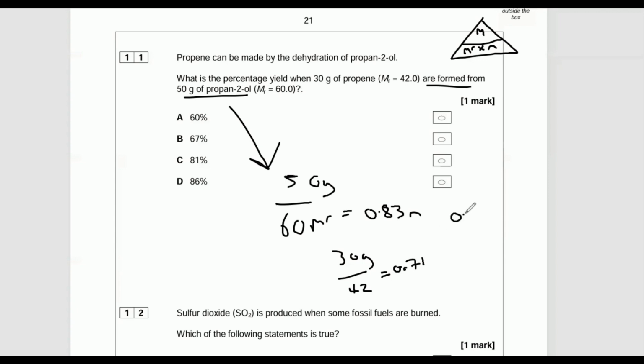So we're just going to do 0.71 moles for my propene over the maximum theoretical yield of propene, which is equal to the moles of propan-2-ol that we started with. And we're going to times that by 100, and we are going to get roughly 86%. And of course, that is D.